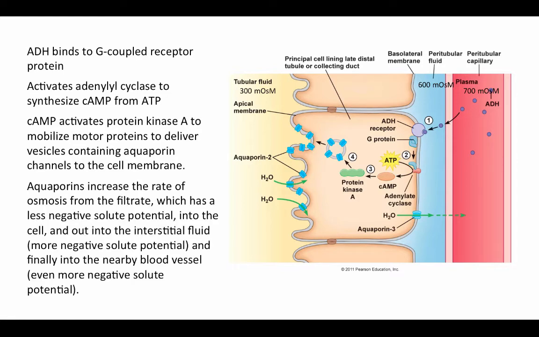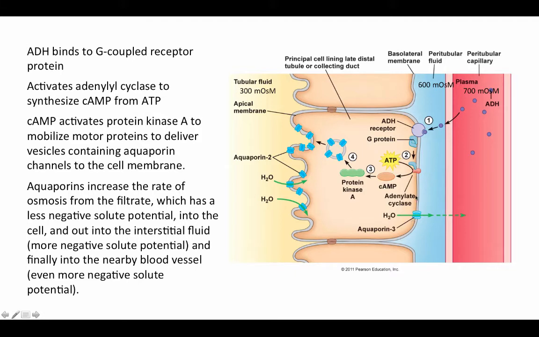So remember that what aquaporins do is they don't change the osmotic gradient. They don't change which direction the water is going to flow, but they increase the rate of osmosis. The more aquaporins you have, the greater the rate of osmosis along that water potential gradient. So aquaporins increase the rate of osmosis from the filtrate, this forming urine within the tubule, which has a less negative solute potential. Remember, we're in the most concentrated part of the medulla of the kidney. So this is going to have the least negative solute potential, the lowest osmolarity. So we see the osmolarity of around 300. So water is going to flow from this less concentrated filtrate into the cell.